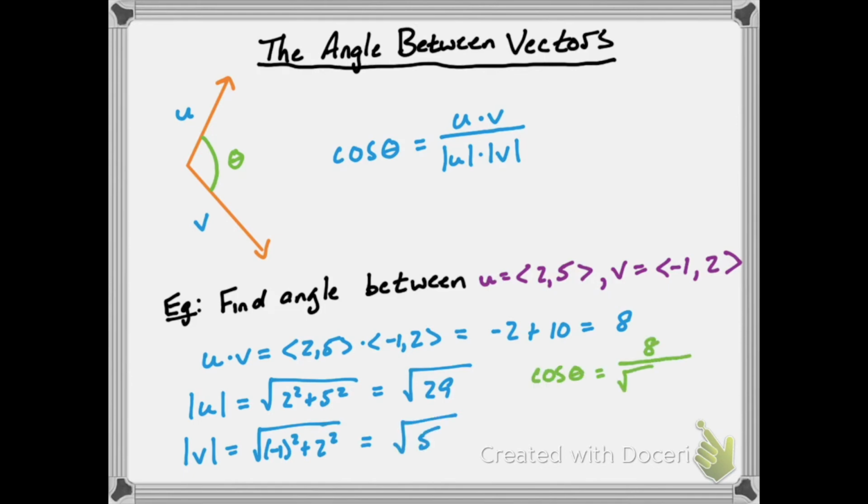Putting this all together, we find out the cosine of theta is equal to 8 over our two magnitudes multiplied together. Evaluating that in a calculator and solving for theta, we find theta is equal to the inverse cosine of 0.6644, which ends up being 48.4 degrees.